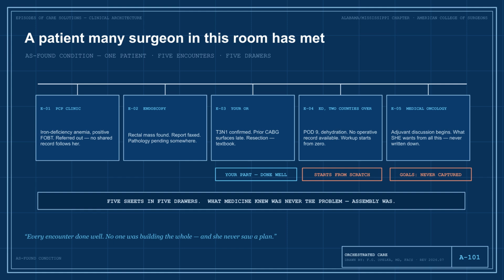Consider the experience of a patient moving through 5 different encounters, from the PCP clinic to an endoscopy to the operating room, the emergency department, and finally oncology. Every encounter is done well, yet each is doing their own part. Nobody is building the whole, and the patient never sees a plan. Assembly, not medicine, was the problem.